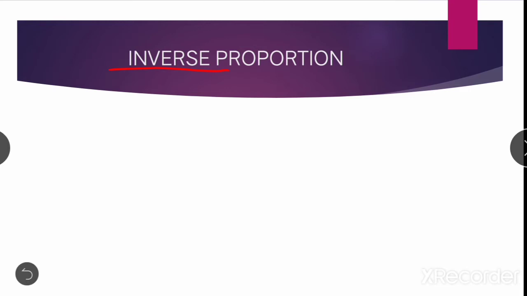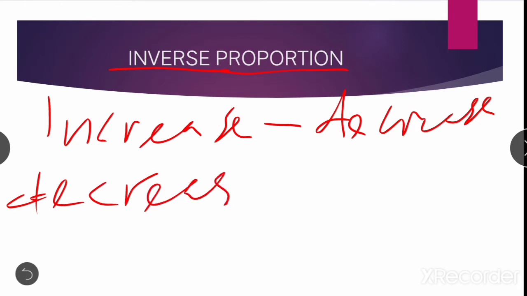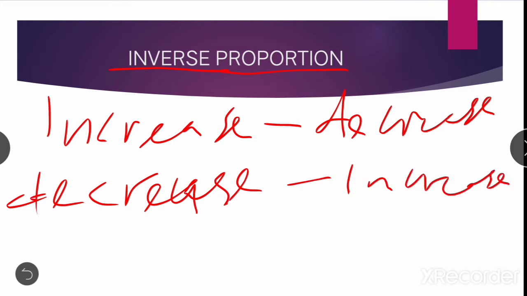So when you talk about inverse proportion, you're actually talking about an increase in one quantity causing a decrease in another quantity, or a decrease in a quantity causing an increase in another quantity. So it's always on the other side of the divide. It's like opposite. When something is going up, the other one is coming down.